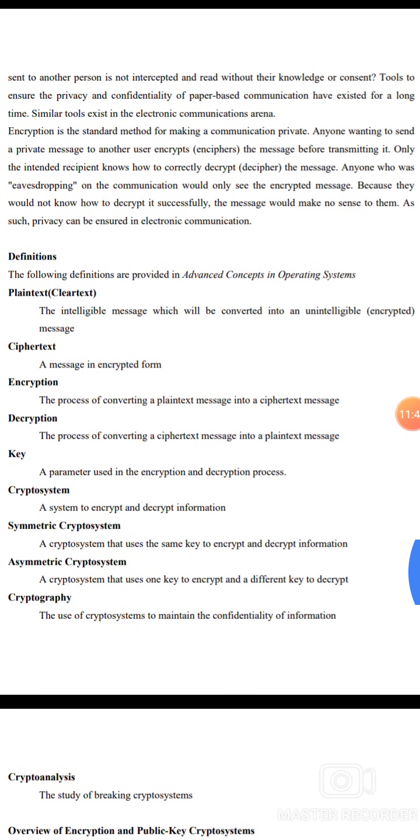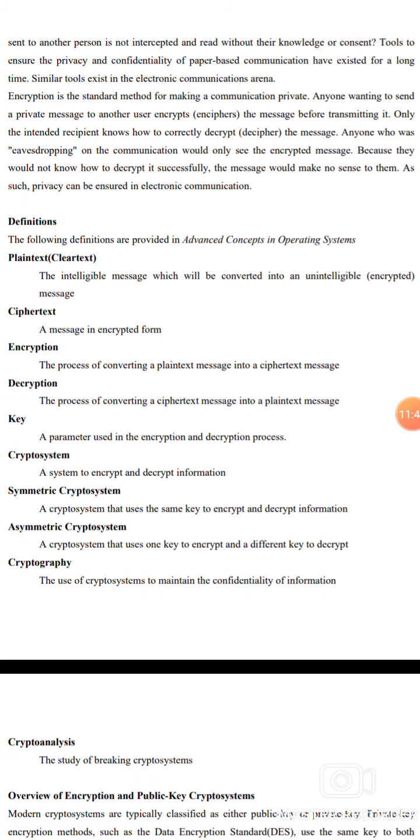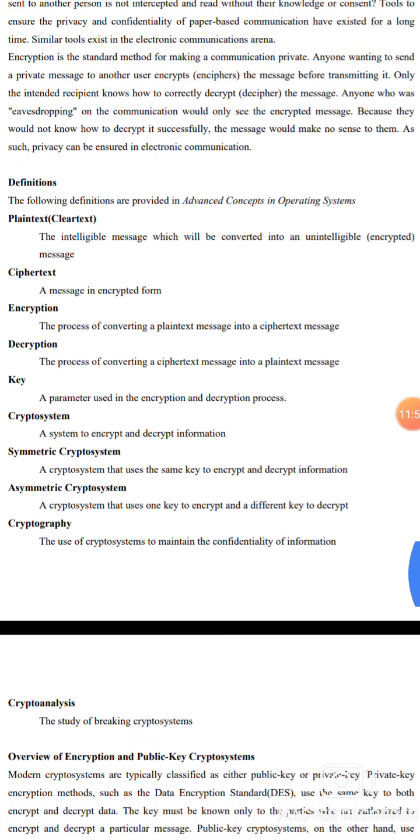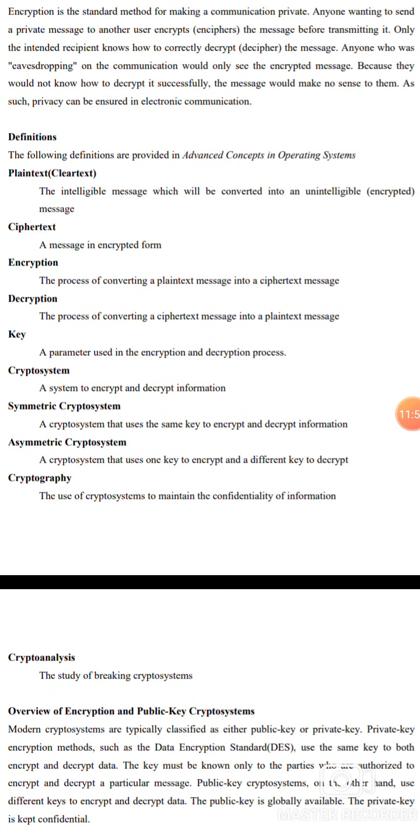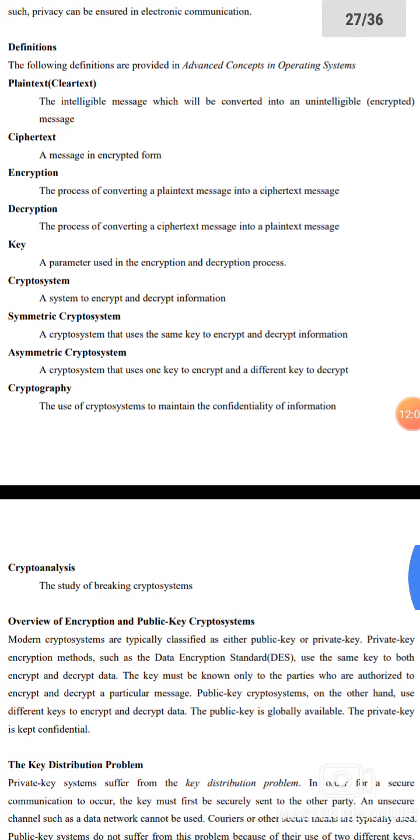The tools to ensure the privacy and confidentiality of paper-based communication have existed for a long time. Encryption is a standard for making communication private. This is a definition of the advanced concepts of cryptography. Plain text is an intelligible message which is converted to an unintelligible message.